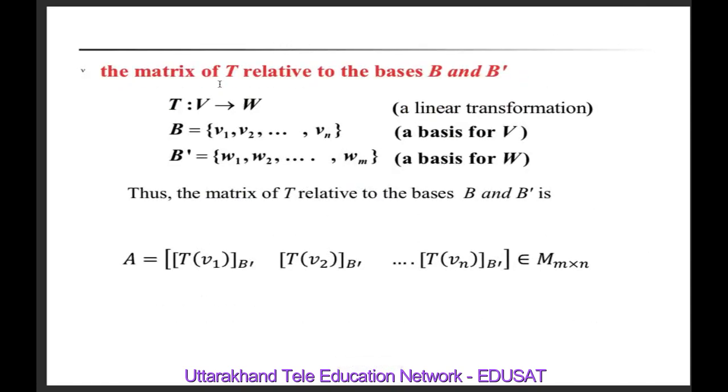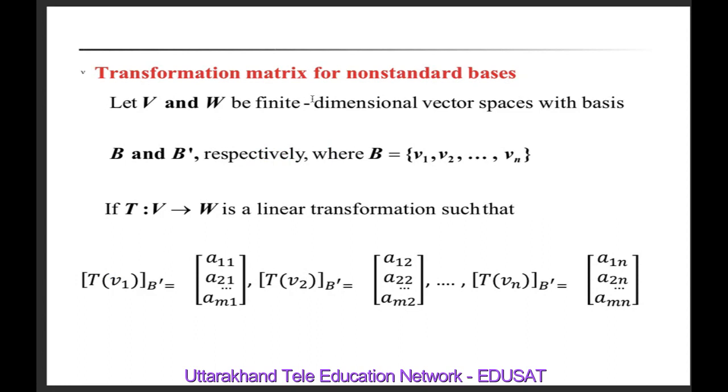The matrix of T relative to the basis B and B dash may be written as A equals [T(V1)]B dash, [T(V2)]B dash, ..., [T(Vn)]B dash, which is nothing but an M by N matrix, where B is given to be V1, V2, ..., Vn, a basis for vector space V, and B dash is equal to W1, W2, ..., Wm, a basis for vector space W. The transformation matrix for non-standard basis. Till now we had calculated for standard basis.